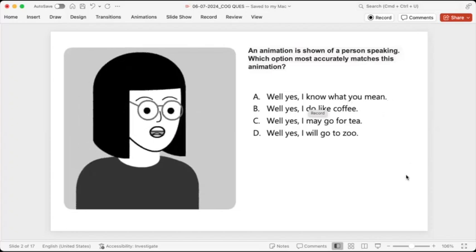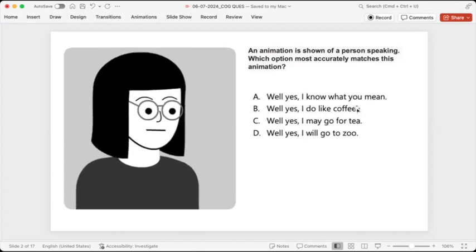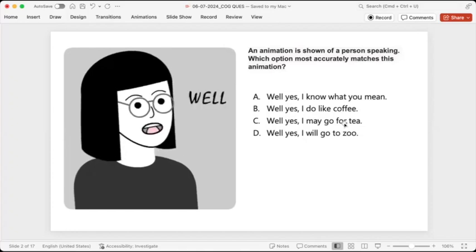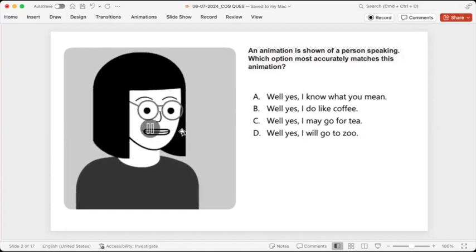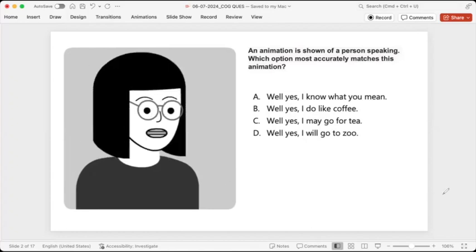If you read all these parts very carefully, what you will find is mean, coffee, tea. Of all these, tea is the one which will leave a wider mouth when you are uttering the word. So that's where the correct answer in this case is option C, which is Lee. Okay, so here C is the correct answer.